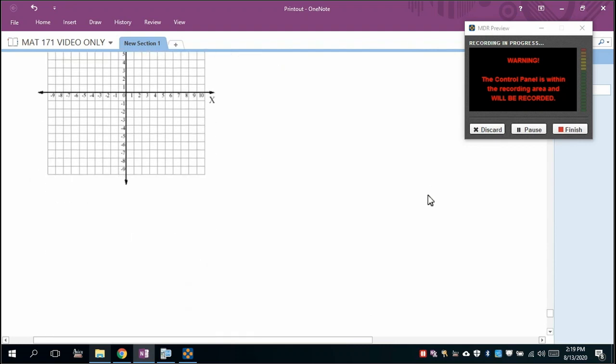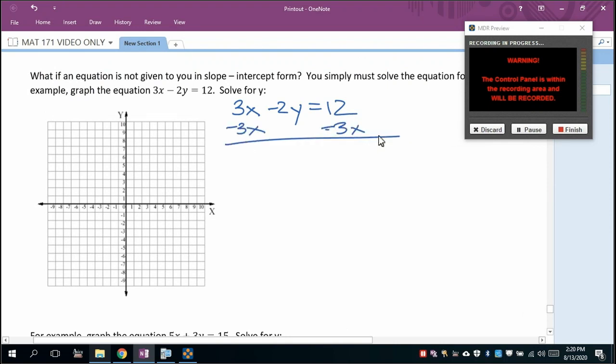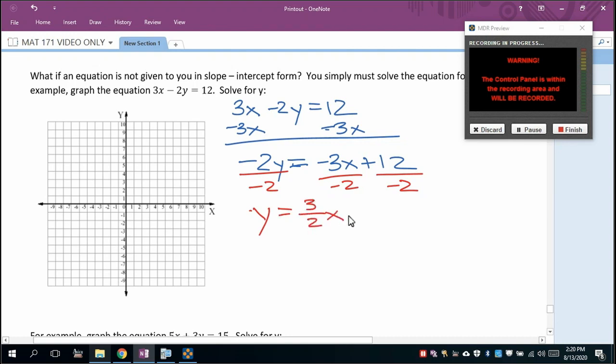Now, what if we don't have an equation solved for y? Well, what we have to do is solve it for y. So for this one, 3x minus 2y equaling 12, we're going to take away the 3x from both sides, and no, 12 minus 3x is not 9x. You get negative 2y equal to negative 3x plus 12. Then what we're going to do is divide every single term by negative 2. So for this, we would get y equal to 3/2 x minus 6. So this negative 6 is our y-intercept. We go up 3 and over 2, and we can just do that repeatedly. And that's what you're going to get.